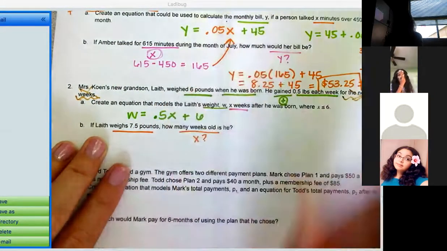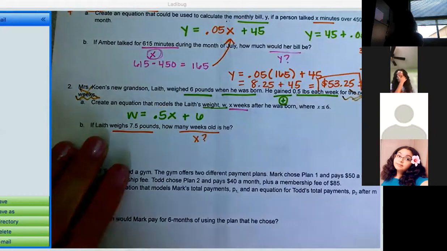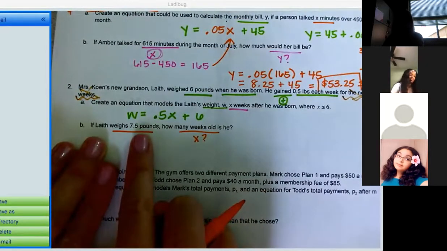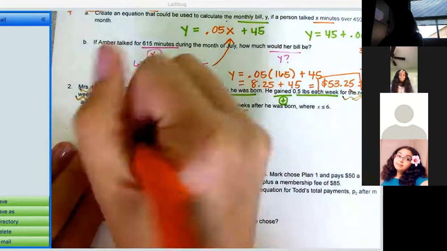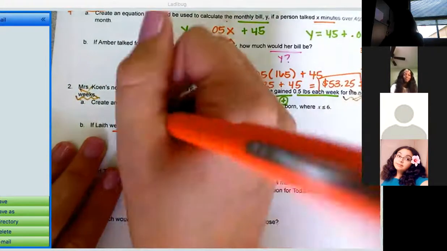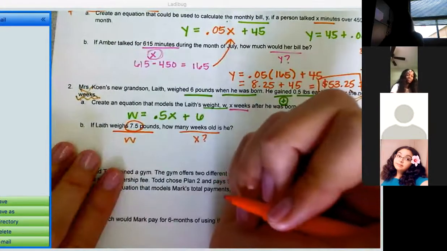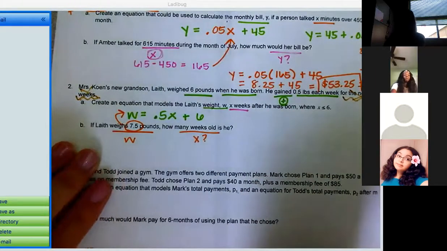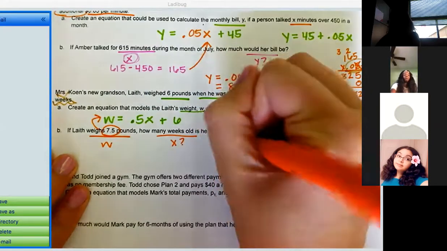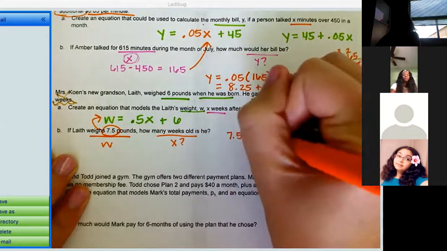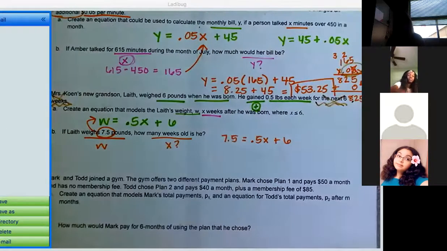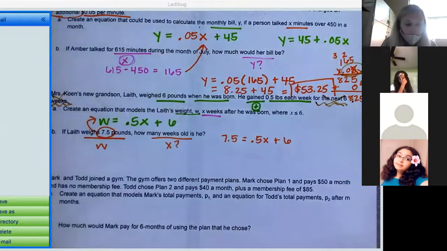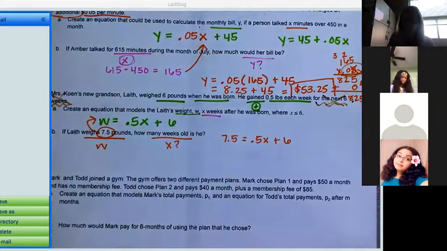So we don't know the weeks. Remember, your weeks were X. What do we know? We know his weight. We know the W. So guys, where can I put this 7.5? At the beginning, in for the W. So did you guys set up 7.5 equals 0.5x plus 6? Yes, no? Yes. Okay.